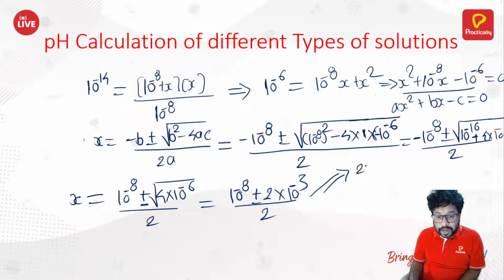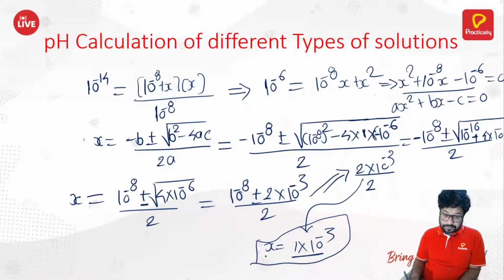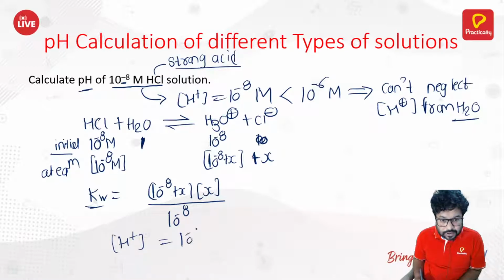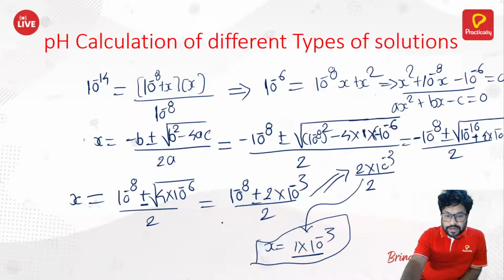So ultimately, you will get 2 into 10 raised to minus 3 divided by what? Divided by 2, right? So that will give you 1 into 10 raised to minus 3. So 1 into 10 raised to minus 3, that's your x now. Now you want to add that x to this. So basically your H plus ion concentration is equal to 10 raised to minus 8 plus 1 into 10 raised to minus 3.